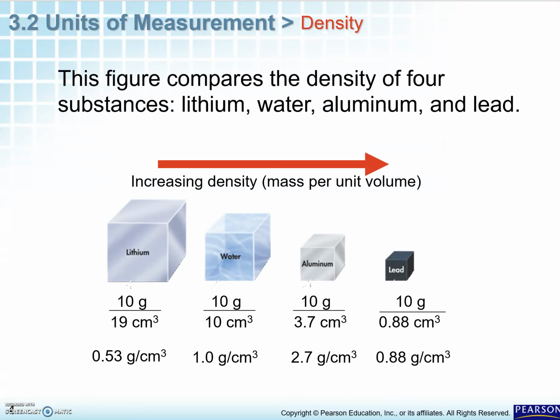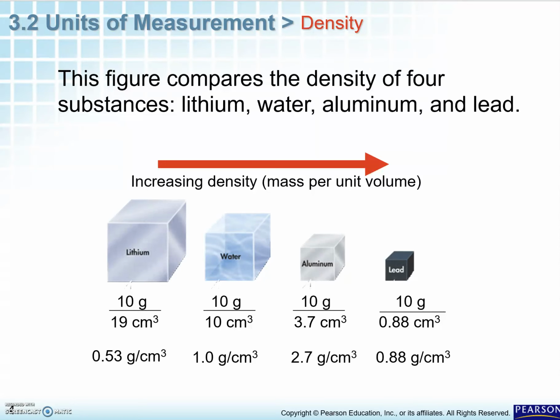Once you've found that density, you can compare different substances, and that will allow you to determine if something will float or if it will sink. So here it tells you that you have weighed this amount of a cube of lithium. It weighs 10 grams and it takes up a volume of 19 centimeters cubed. When you divide that out, you get 0.53 grams per centimeter.